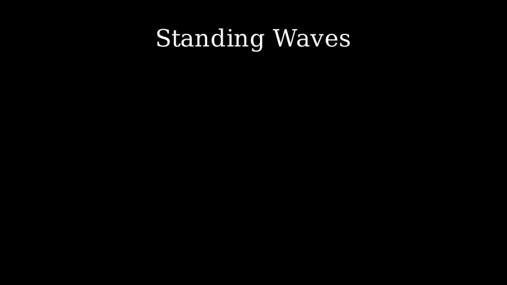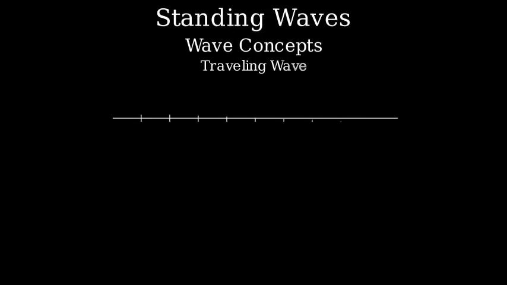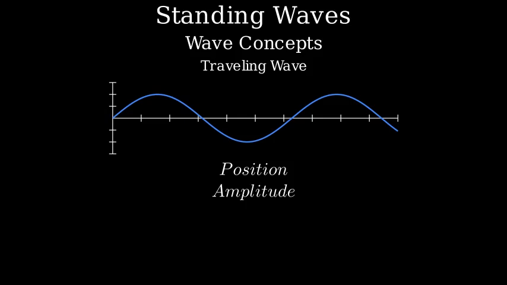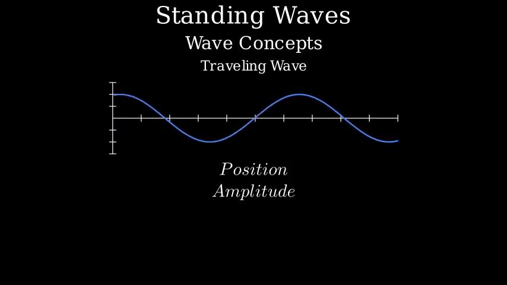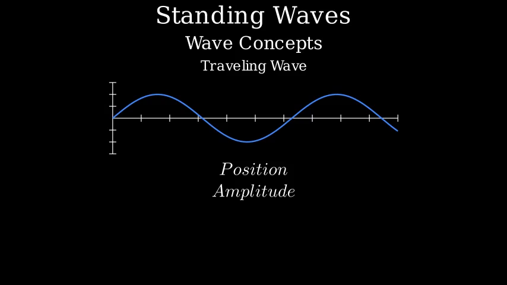Standing waves are a fascinating phenomenon that occurs when two waves of the same frequency travel in opposite directions and interfere with each other. Let's start by understanding regular traveling waves. A traveling wave moves from one location to another, transferring energy as it goes. Here's a simple example of a wave traveling from left to right.